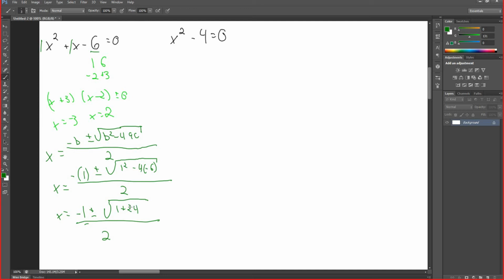Okay, and then this is the square root of 25, which is just 5. And then we're going to get the same exact thing. We're going to get a negative 3 and a positive 2. So I'd have x equals negative 1 plus 5 over 2, or x equals negative 1 minus 5 over 2. Good refresher? This is familiar?